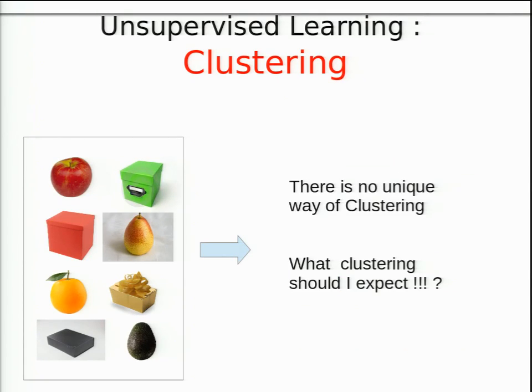So, okay, if I'm given these objects, there is no unique way of clustering them, right? There could be so many different clusterings that I can come up with. So, okay, if I run k-means on this, what clustering am I expected to come up with? We need to have a class which defines which kind of cluster. It depends on feature vector. Yeah, so it depends on feature vector.